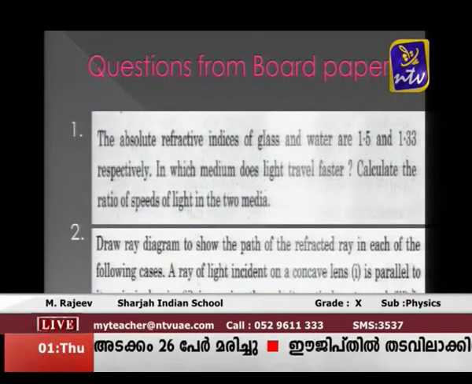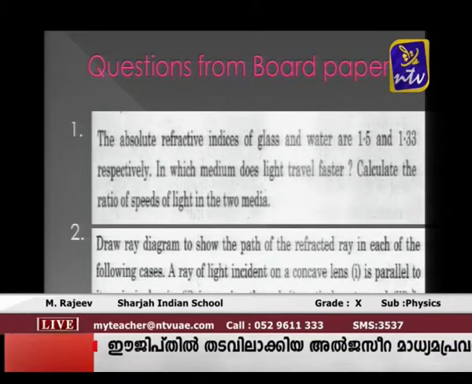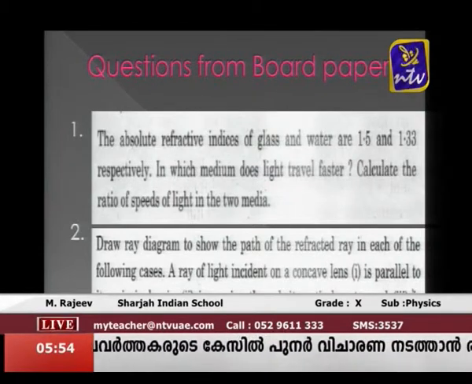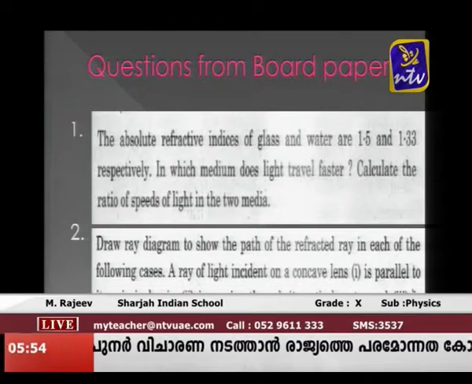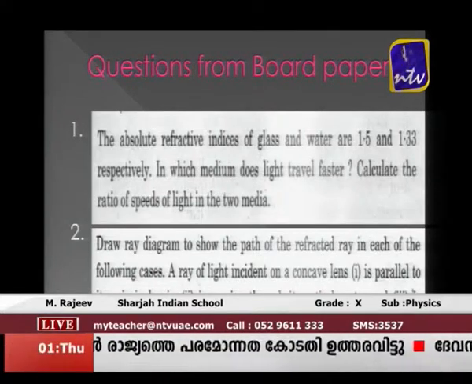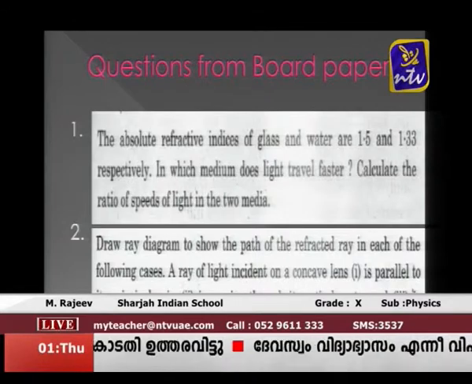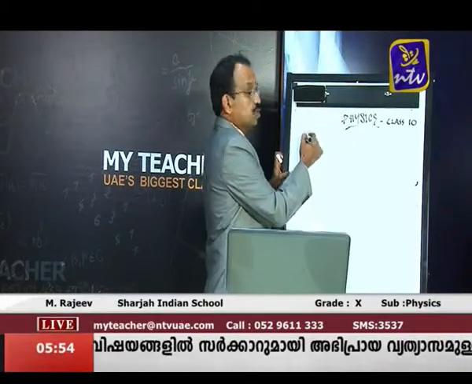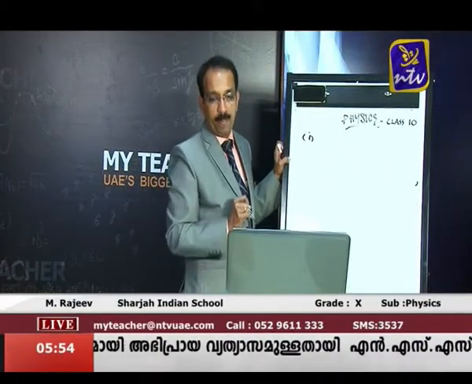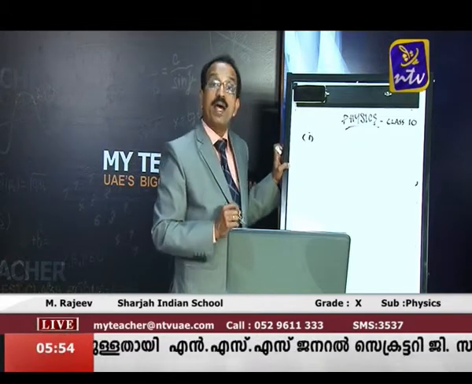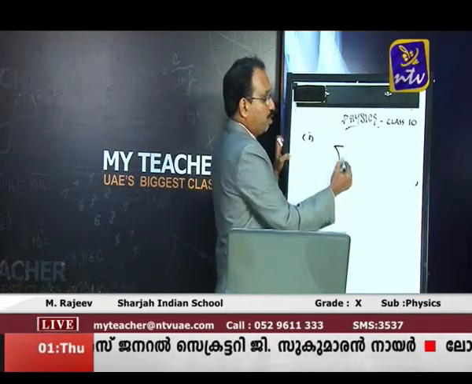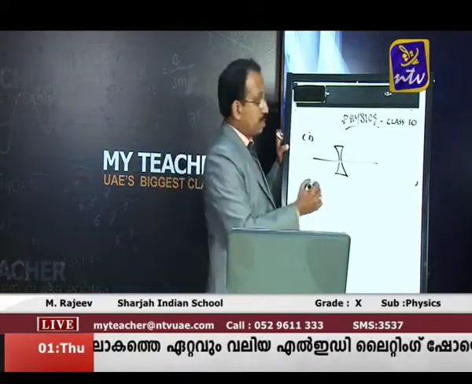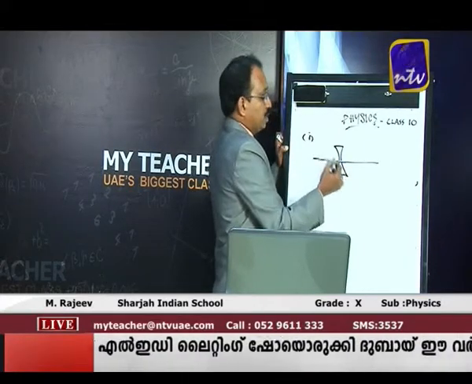Draw a ray diagram to show the path of the refracted ray in each of the following cases. So, you are asked to draw a diagram. Read the question very carefully. The ray incident on a concave lens parallel to the principal axis, passing through the optic center, and directed towards the principal focus. Remember, the question asked is about a concave lens. A ray incident on a concave lens parallel to the principal axis. So, first you draw a concave lens, then you draw the principal axis.